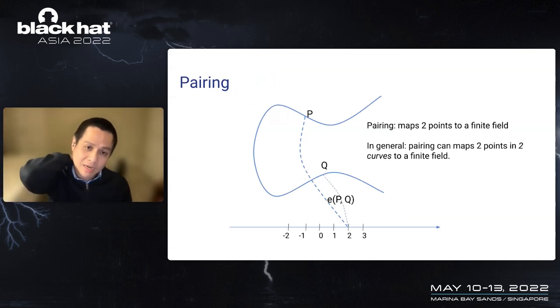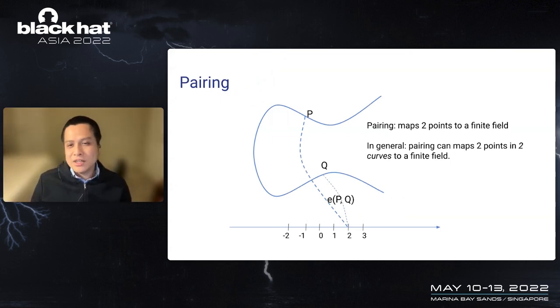Next, we'll talk about pairing. Pairing has a lot of deep math, and for the purpose of this talk, we don't really care how the pairing computation works or its formal definition. What we care about is that it maps two points on a curve to a finite field element, a number. It can also map two points on two different curves to a number.